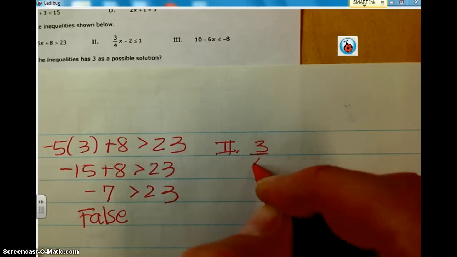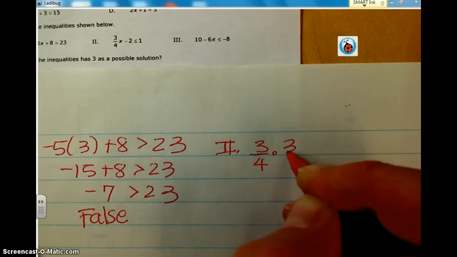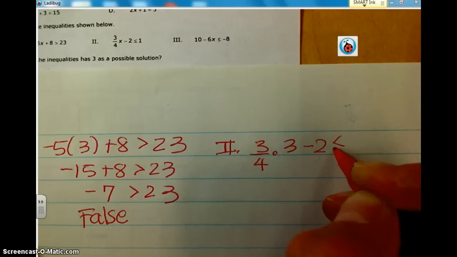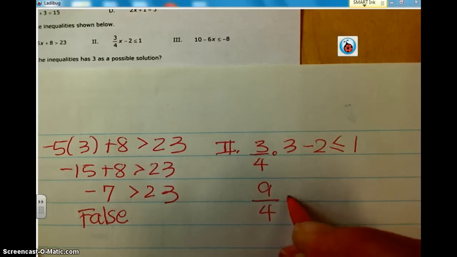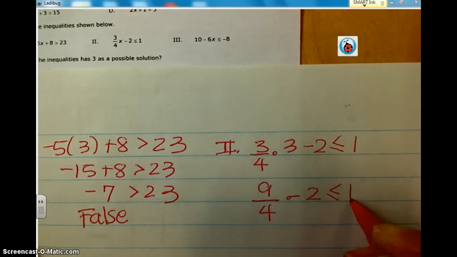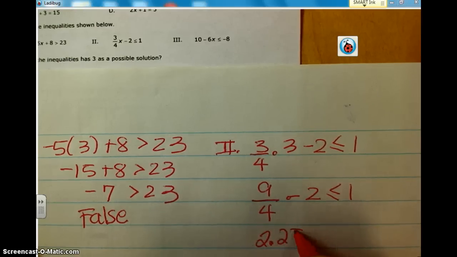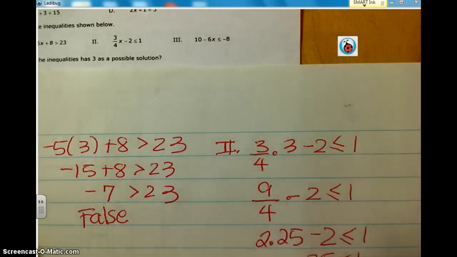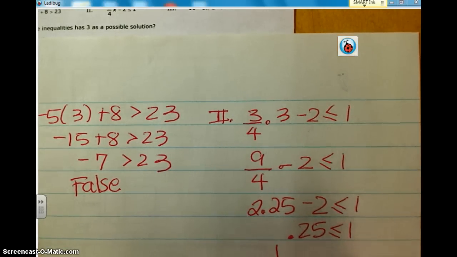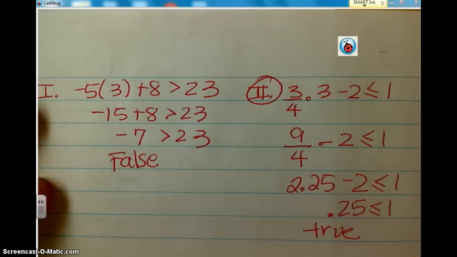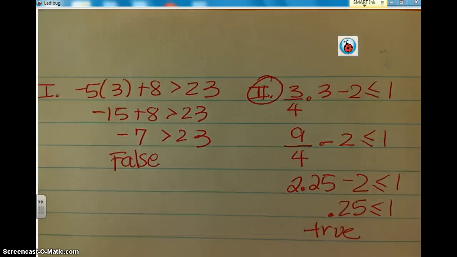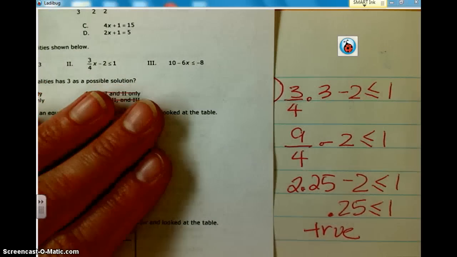We've got 3/4 of 3 minus 2. We want to see if the value is less than or equal to 1. 3/4 of 3 is 9 over 4, minus 2, is less than or equal to 1. 2 1/4 minus 2, is it less than or equal to 1? 25 hundredths is less than or equal to 1, so my inequality is true. So I'm going to choose my inequality number 2 in my answer choice.